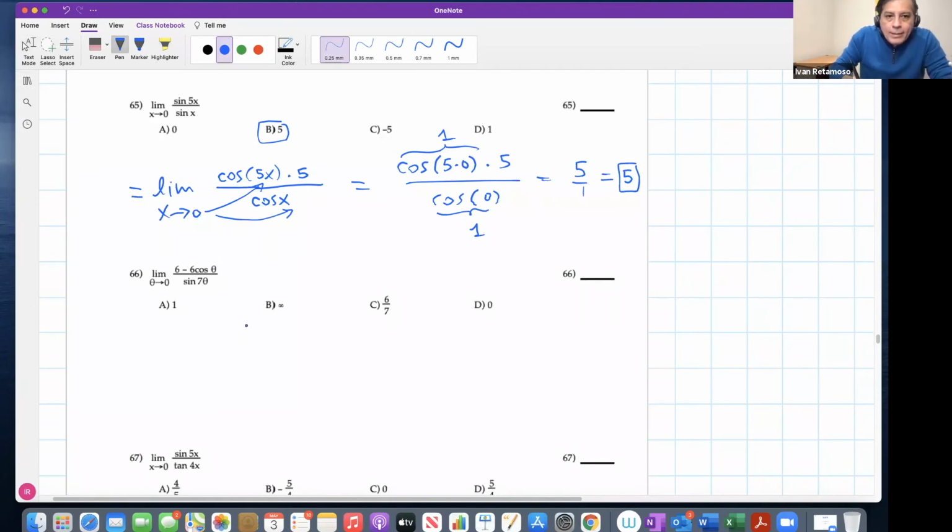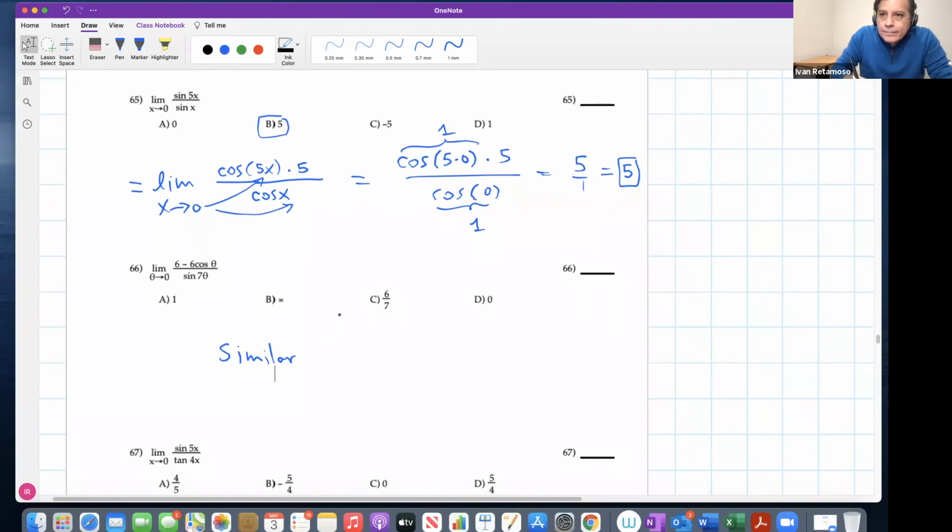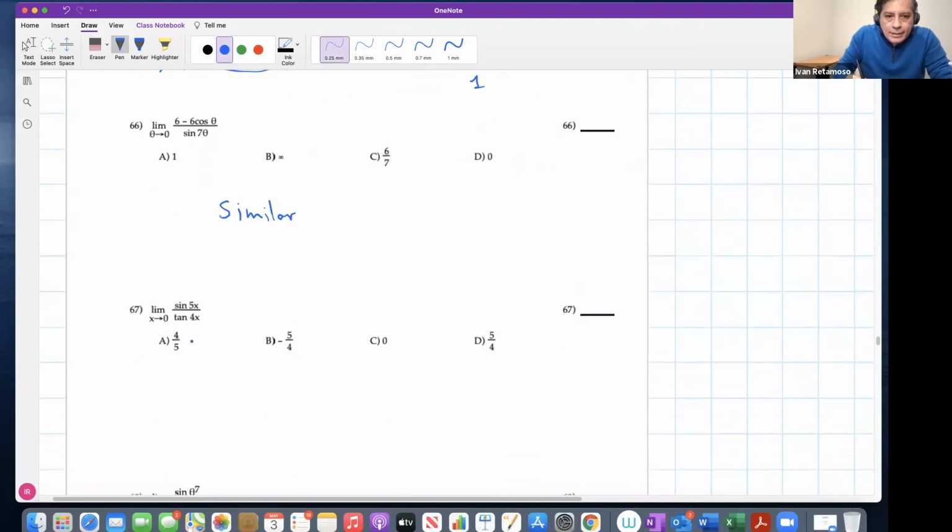Number 66 is similar, so just use L'Hopital's, right? I want to make sure that I get to Newton's method. This one is a little bit different. We're going to apply L'Hopital's rule because if you try direct substitution, you will get sine of 0, 0, tangent of 0, 0, so 0 over 0, right? That is the green light for L'Hopital's rule in case you get 0 over 0.